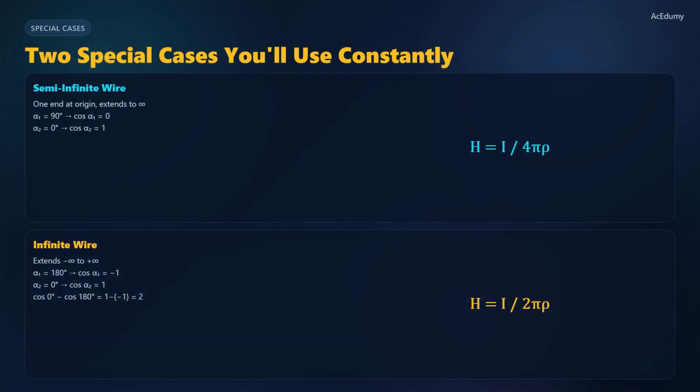First, a semi-infinite wire, one end at the origin extending to infinity along Z. Here, alpha 1 is 90 degrees and alpha 2 is 0, so the formula gives H equals I over 4 pi ρ. Second, and most important, an infinite wire stretching from minus infinity to plus infinity. Now alpha 1 is 180 degrees and alpha 2 is 0. The cosines give us 1 minus negative 1, which is 2. So H equals I over 2 pi ρ. This is probably the single most important result in magnetostatics.